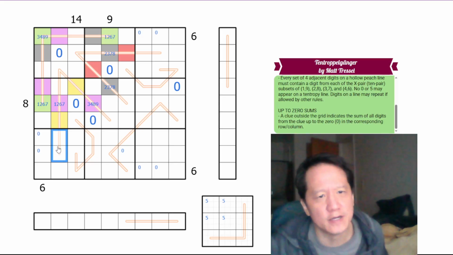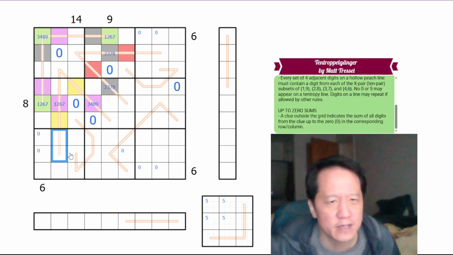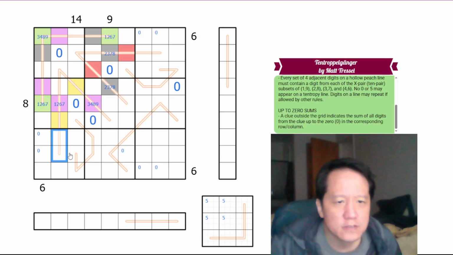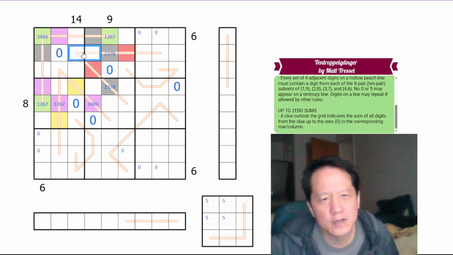So then, what does that mean? 1, 2, 3. So these two are the same set. And these two are the same set. Okay.